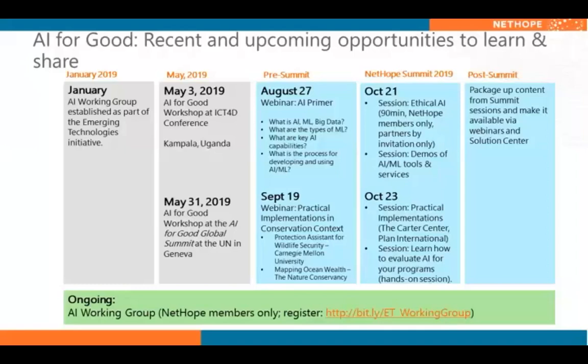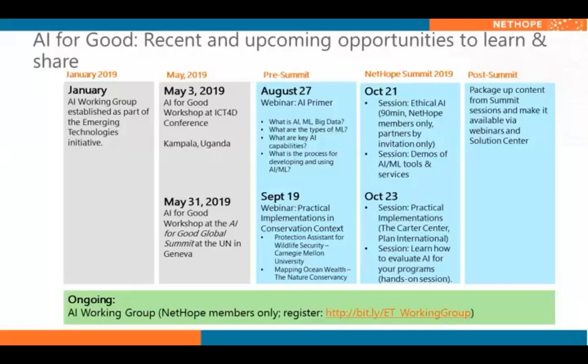Today's webinar is meant to prepare those of you who are coming to NetHope Summit in October for the AI for Good sessions, and obviously more broadly inform all of us about artificial intelligence and machine learning. On this slide, you see an overview of what we have planned for the next couple of months. We'll begin this conversation today and obviously cover a lot more in the upcoming sessions.